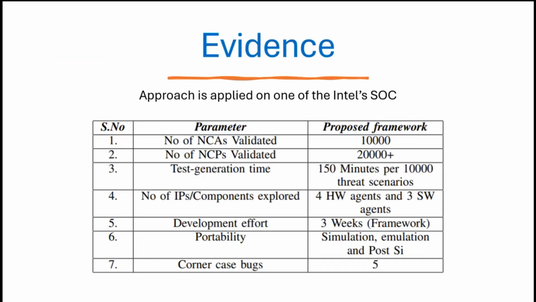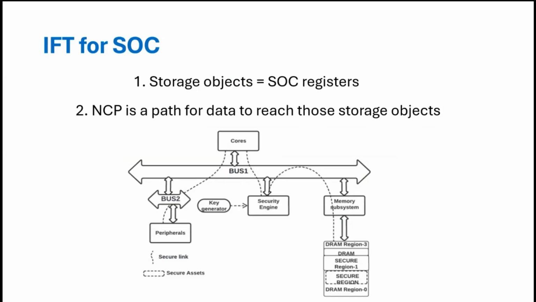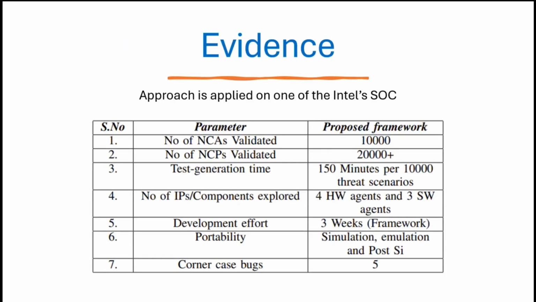So when we run our technique on a given SOC, this is the evidence. We had tens of thousands of non-coherent accesses, and to execute those non-coherent accesses, we have 20,000 plus non-coherent paths. Now, checking that with the conventional approach will not be possible. What we do in the industry is we just take the important things and verify, and then we say, oh yeah, it's kind of working. Because testing all such paths using standard SOC simulation or emulation techniques is not possible.